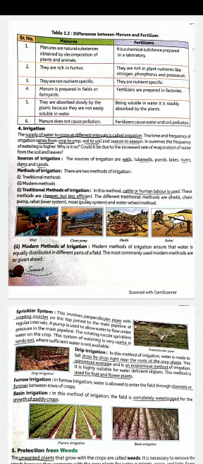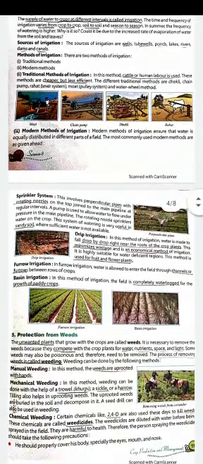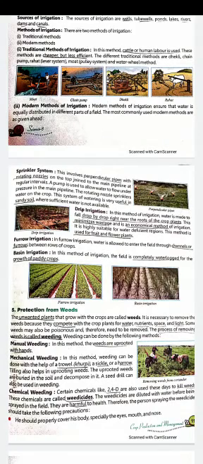Second is modern method of irrigation, in which water is equally distributed in the field. Then comes sprinkler system. पानी को छीटे करके sprinkle करना है, फैलाना है, in which perpendicular pipes are used with nozzles. छोटे छोटे छेददार nozzles होते हैं, through which the pipe they sprinkle the water, and it is generally useful in sandy soil. Another is drip irrigation, in which water falls drop by drop exactly near the roots of the plants, and it is very economical.